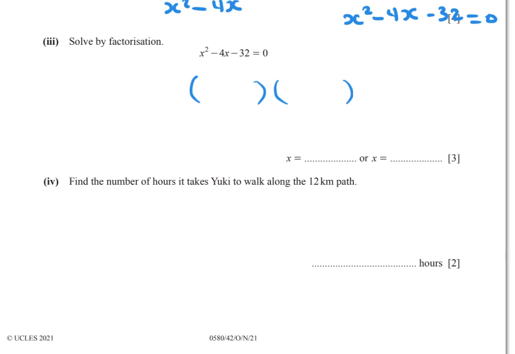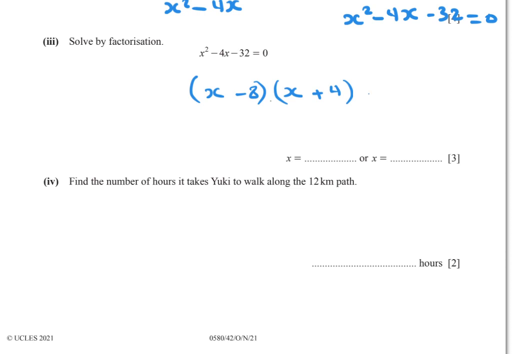X squared, so x times x. Two numbers that multiply to give negative 32 and add to give negative 4: negative 8 and positive 4. Multiply to negative 32, add to negative 4.